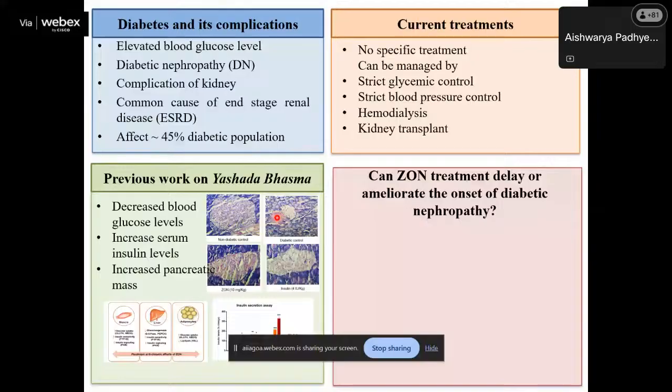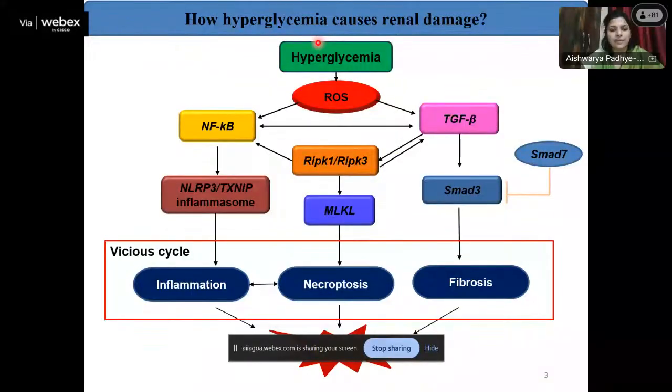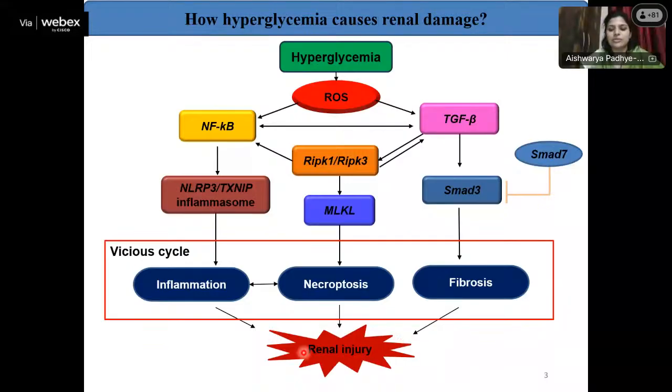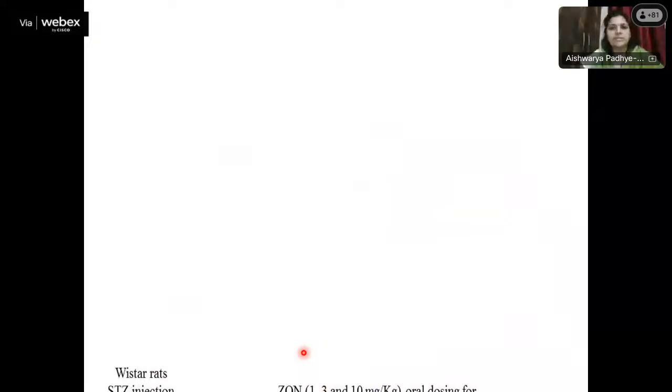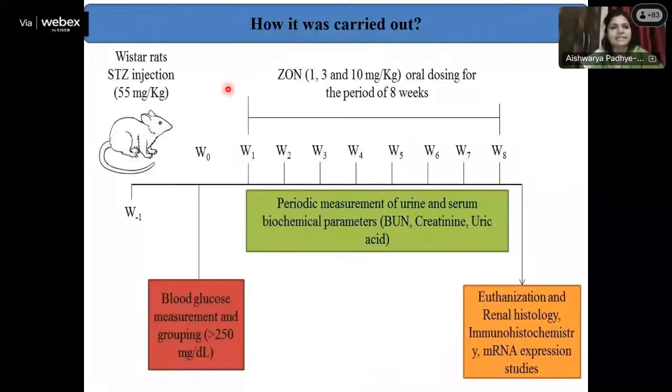So how does hyperglycemia cause this? Elevated glucose levels give rise to oxidative stress, which through inflammation, necroptosis, and renal fibrosis causes renal injury or kidney damage. This is the model, which starts by using a chemical that damages the pancreas.